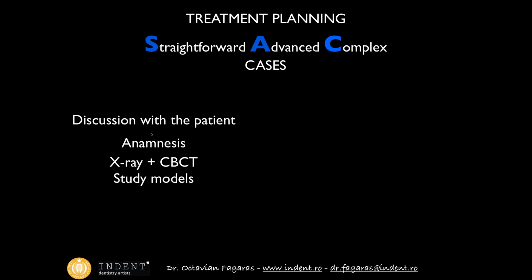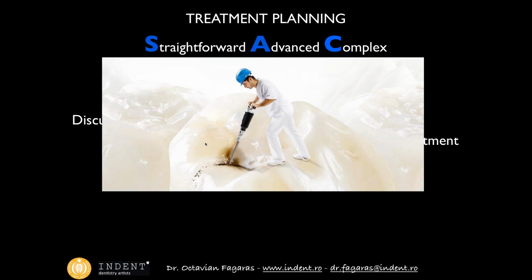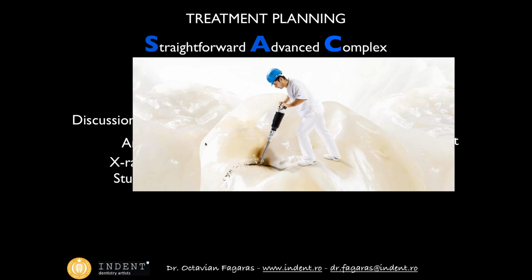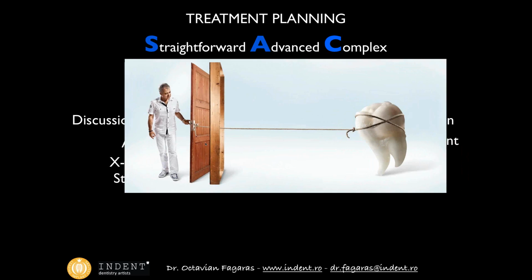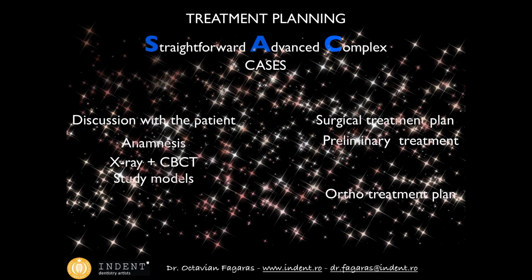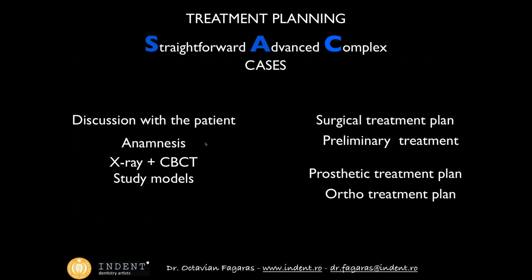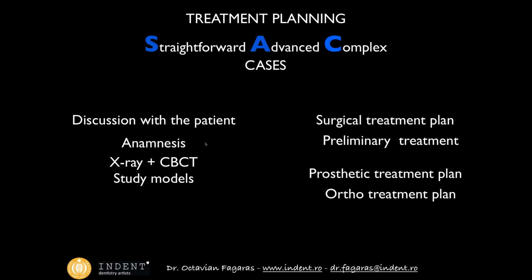Okay, so study models, anamnesis. This is the first part of a treatment plan, and these are all the things we need. Then we start with the different treatment plans. Preliminary treatments like fillings and all this stuff. Surgical treatment plan. Ortho treatment plan. Prosthetics treatment plans. So as you see, we have a lot of different treatment plans.